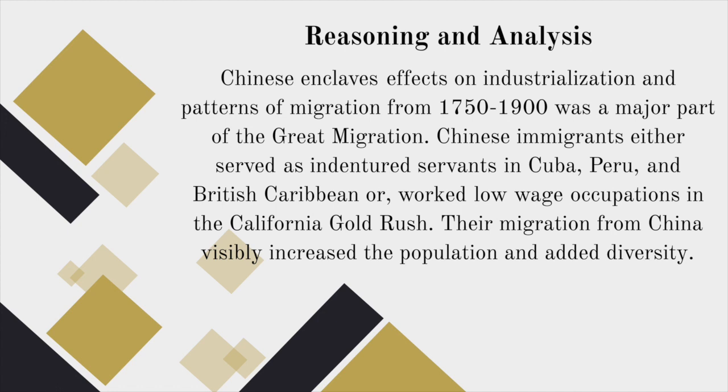The reasoning and analysis for these Chinese enclaves are that their effects on industrialization and patterns of migration from 1750 to 1900 were a major part of the Great Migration. Chinese immigrants either served as indentured servants in Cuba, Peru, and the British Caribbean, or worked low-wage occupations in the California gold rush. Their migration from China visibly increased the population and added diversity.